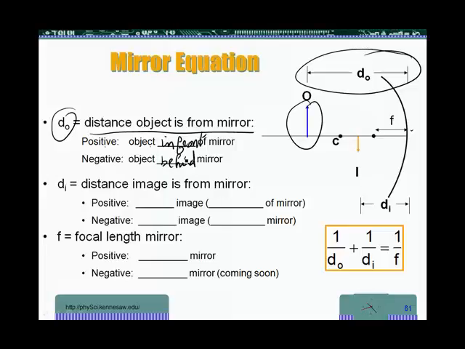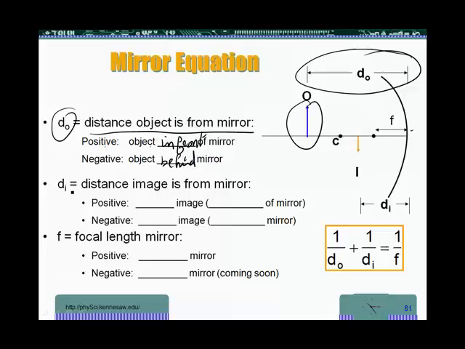Now, it's difficult to imagine how you can put an object behind a mirror and it's going to form an image. We'll be able to see that in lab in 2 weeks, how you can do something like that. But anyway, DO is positive if the object is in front of the mirror, and negative if it is behind the mirror.